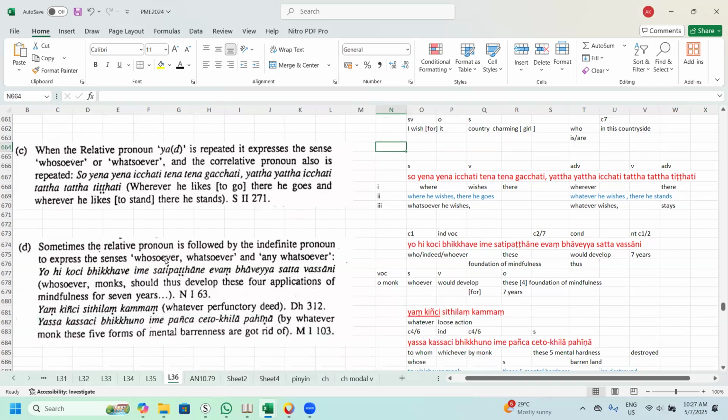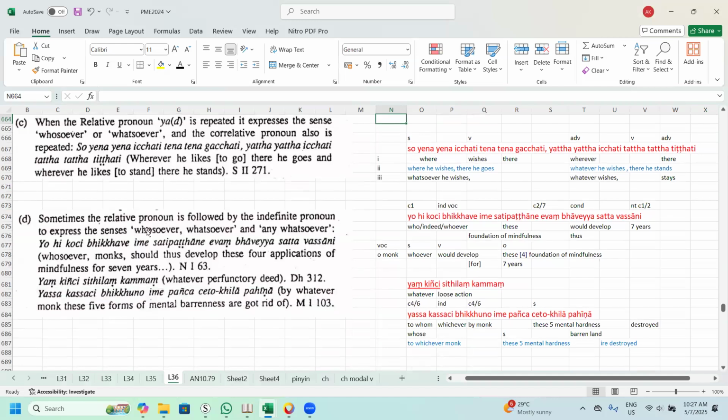All right, so I will move to number three. Okay, a relative pronoun is followed by an indefinite pronoun, to express the sense, which is still the same.